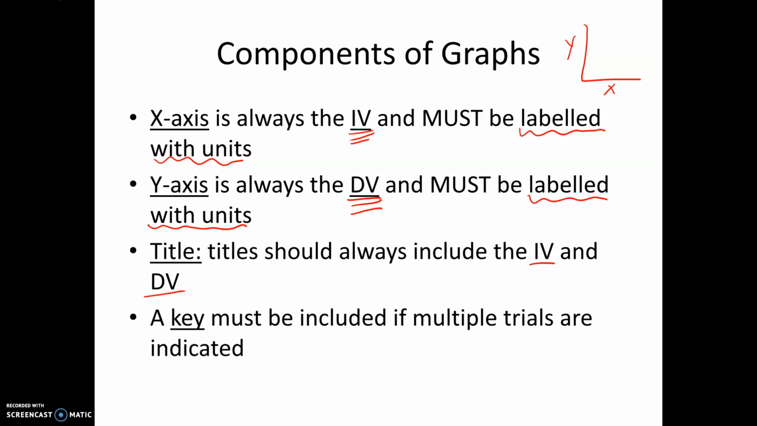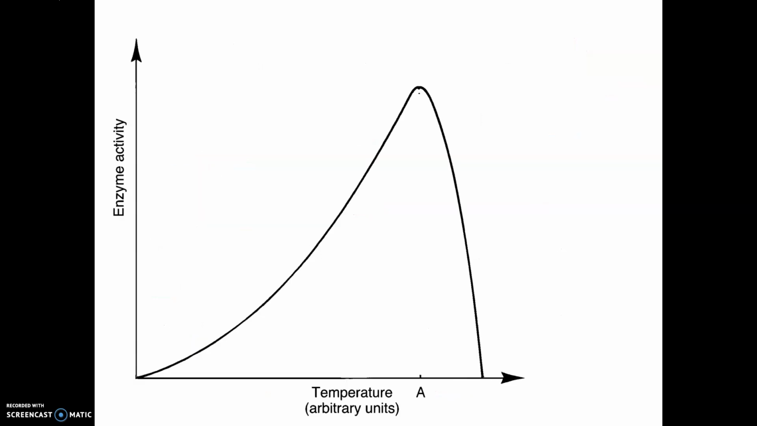And then the last thing is something called a key. So a key has to be included if there are multiple trials indicated in an experiment. And again, we're going to see examples of all these different types of things in just a minute here. There's also two different types of graphs that we're going to see. And those are going to be line graphs and bar graphs. And I'm going to talk about when we should use each of those. So let's take a look at our first one.